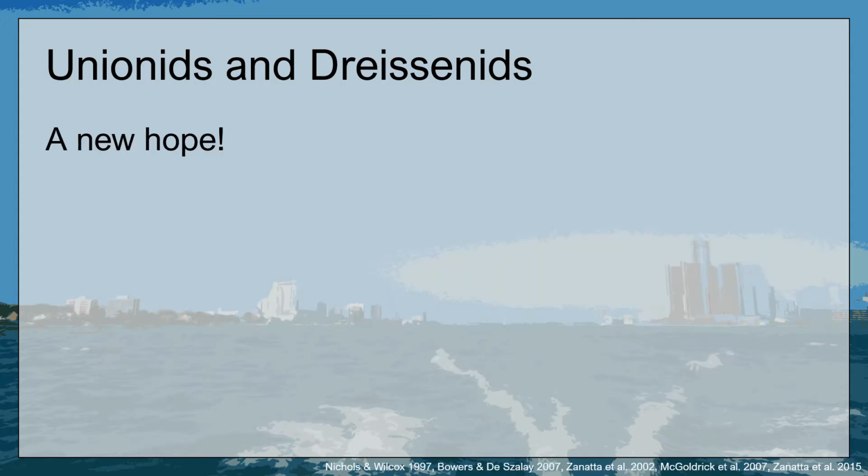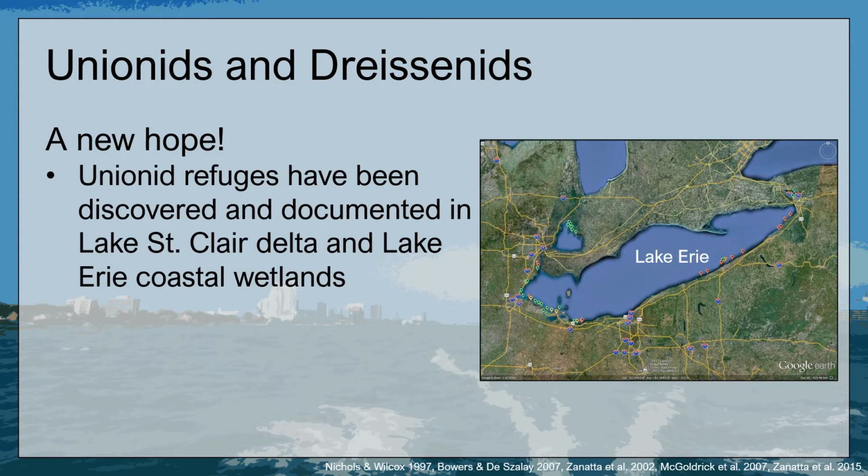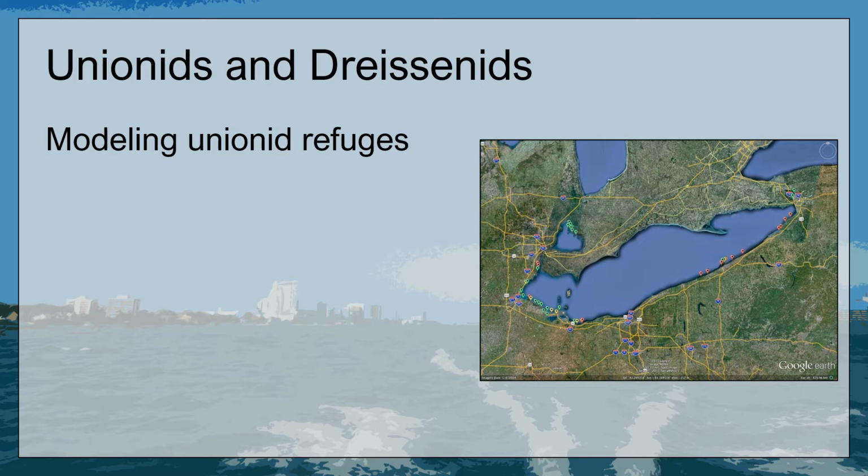However, there is hope. Unionid refuges, or places with living unionids and little Dreissenid impact, have been found in the Lake St. Clair Delta and in Lake Erie coastal wetlands such as Metzger Marsh and Crane Creek Marsh. Due to their highly imperiled nature, it has become increasingly important to identify and protect the unionid populations in these spatial refuges. One method for locating unionid refuge space is modeling known refuge locations.